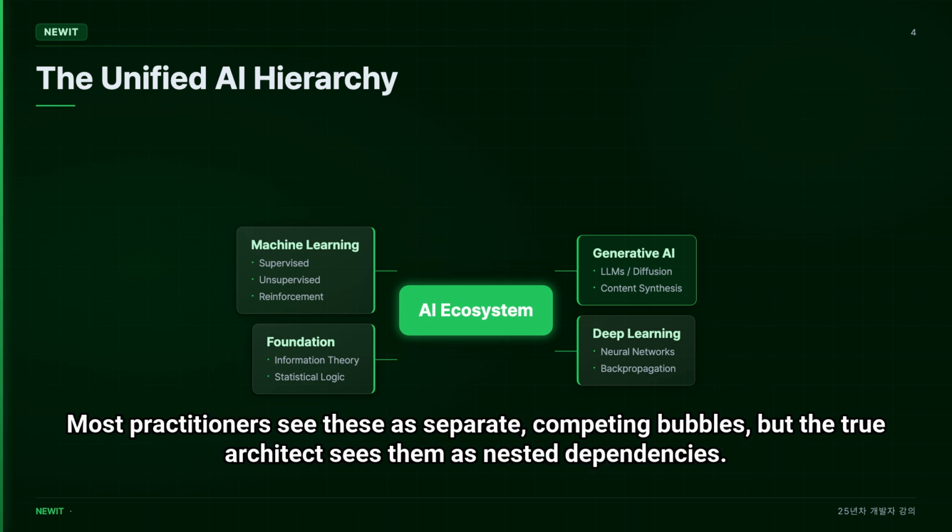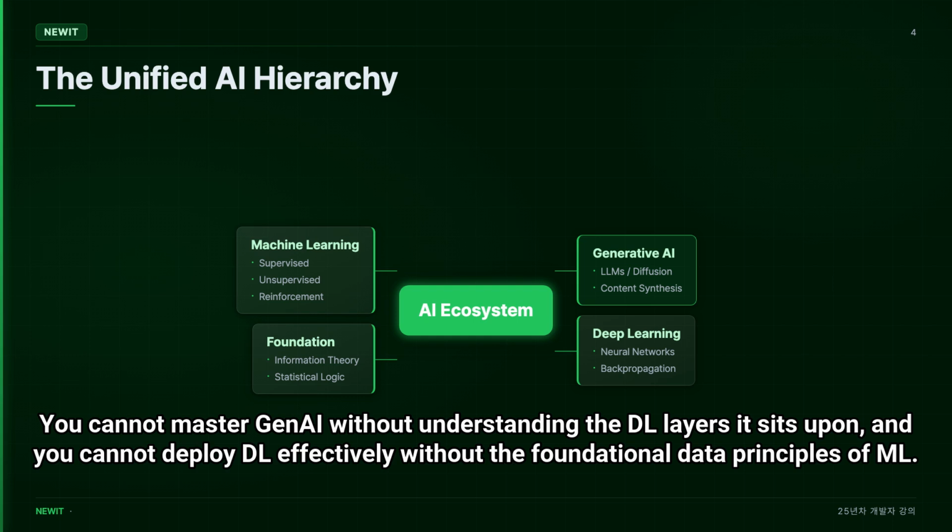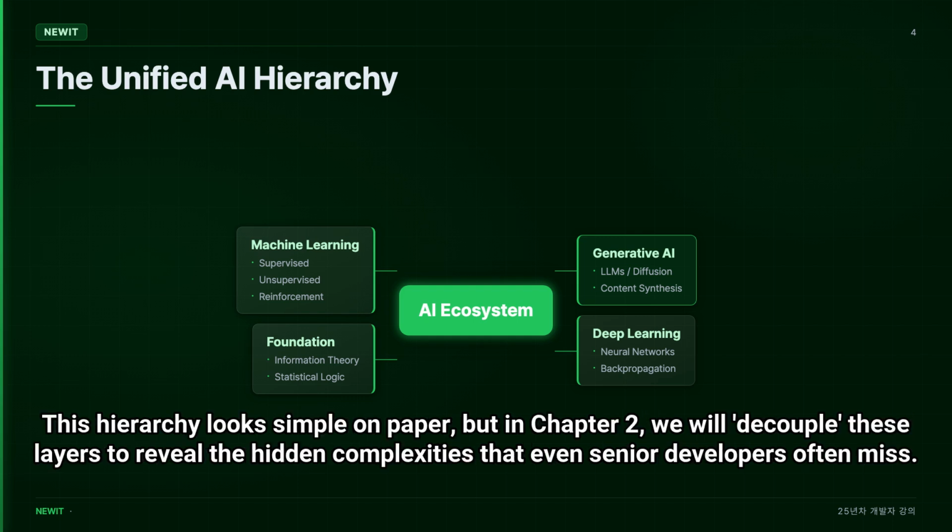Most practitioners see these as separate, competing bubbles, but the true architect sees them as nested dependencies. You cannot master GenAI without understanding the DL layers it sits upon, and you cannot deploy DL effectively without the foundational data principles of ML. This hierarchy looks simple on paper, but in Chapter 2, we will decouple these layers to reveal the hidden complexities that even senior developers often miss.